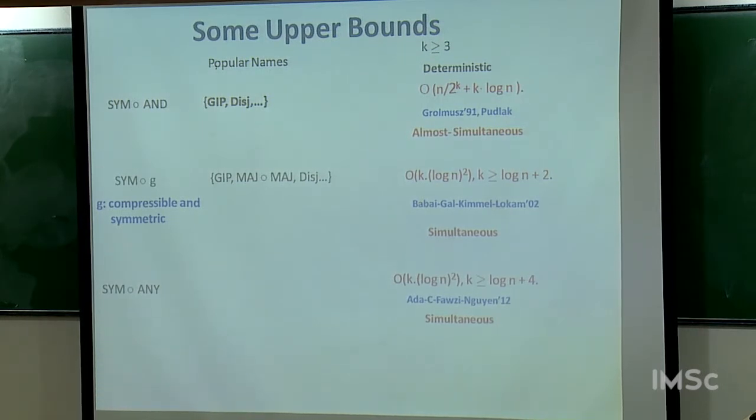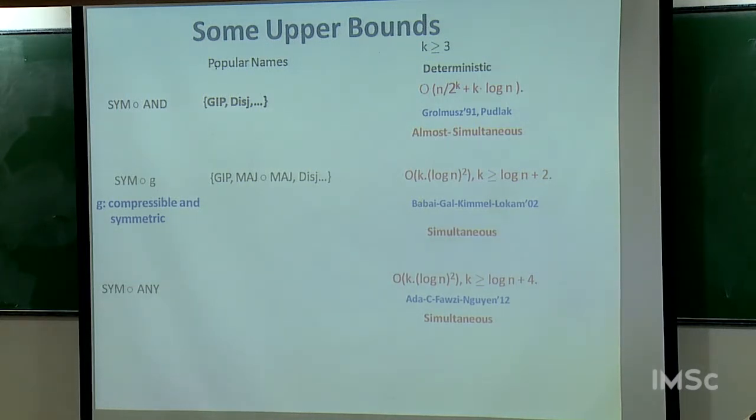Then in 2012, along with Ada, Fawzi, and Nguyen, we were able to show that one can relax this restriction. It turns out that for actually any inner function, this function becomes very easy, provided you have enough players. This work basically combined the ideas in these two papers. These were different styles of protocols, and one could combine them in a precise way.